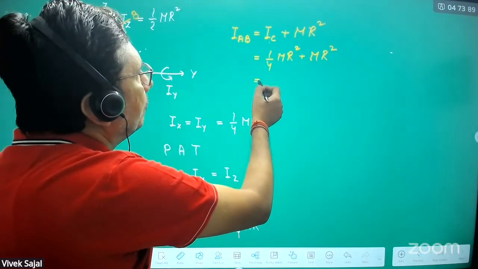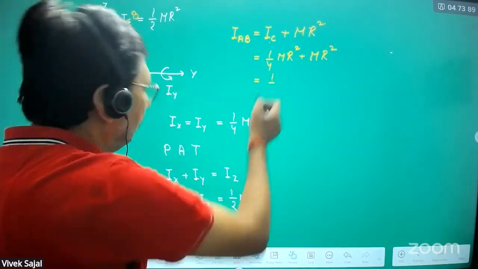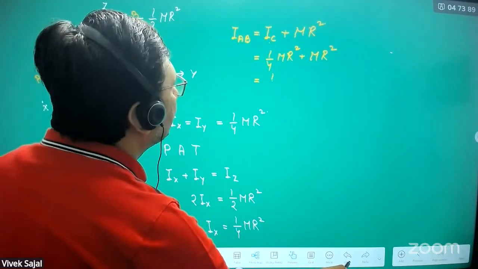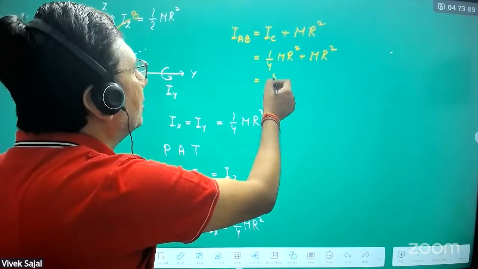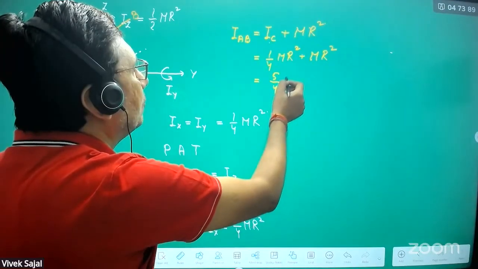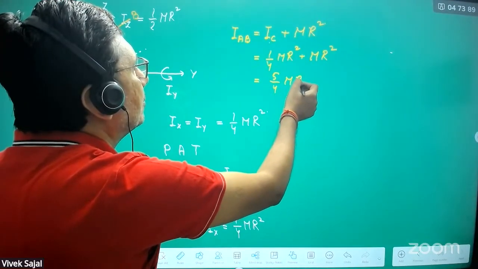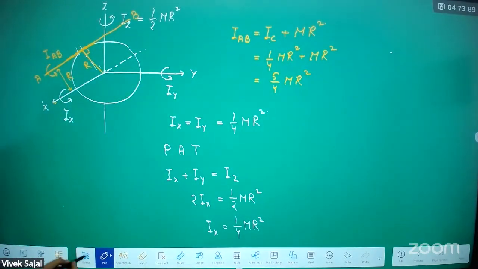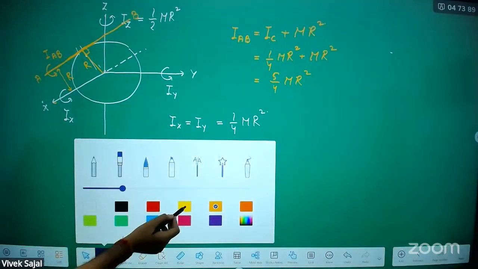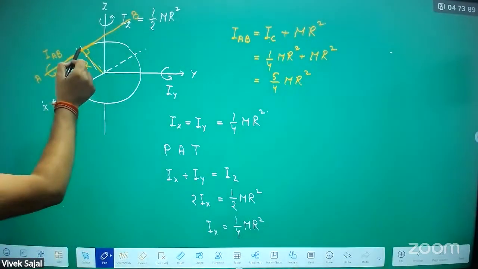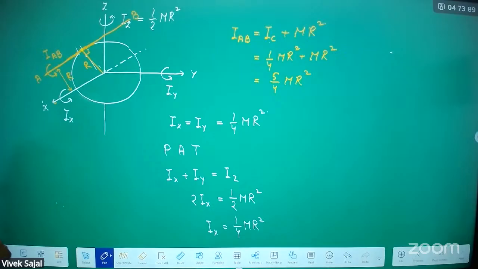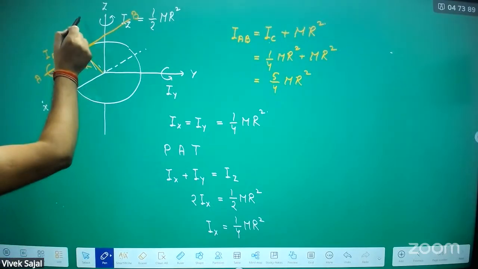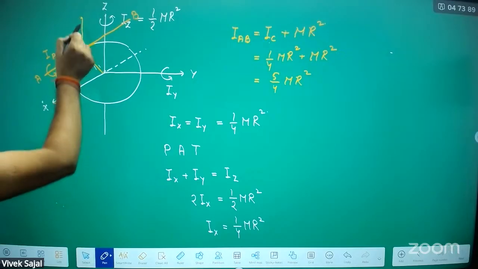So this will be 5 by 4 MR². Okay? This is one thing. Second, consider an axis here that is passing through this point, but that is parallel to the z-axis. I'm considering this axis now.